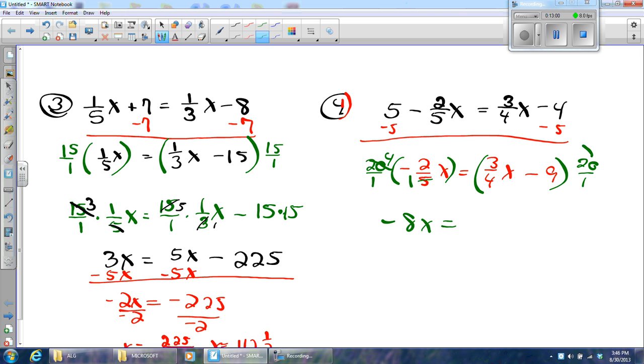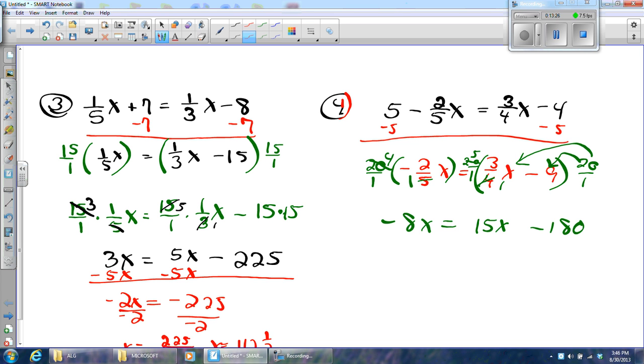Now I'm going to distribute. And I'm going to do the 9 times 20 first, which is going to be minus 180. And then I'm going to look at 3/4 times 20 over 1. 20/4 is the same as 5. 5 times 3 times x, 15x. And there, oops, I'm not done, of course. But all my fractions are gone.